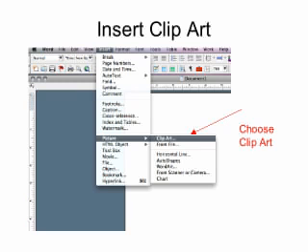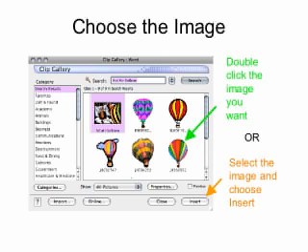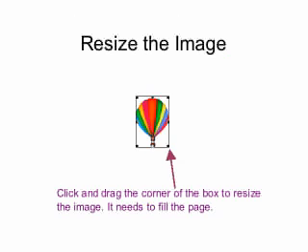Next, I need to insert my clip art. In this case, we're going to be looking for hot air balloons, so I go to Insert, and then Picture, and then Clip Art. And when I do that, the clip art gallery comes up, and in the search box I'm going to type in hot air balloon, and then I'll click on search. Next, I'm going to choose the images from the selection that comes up. I can either double click the image and it will pop right up into my Word document.